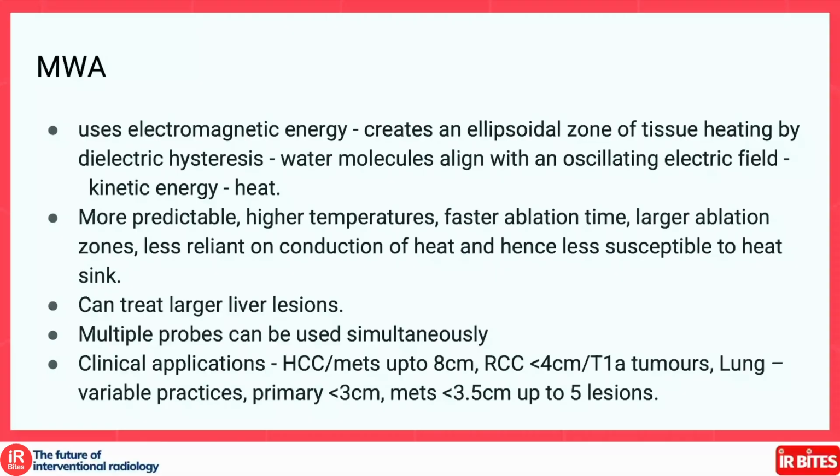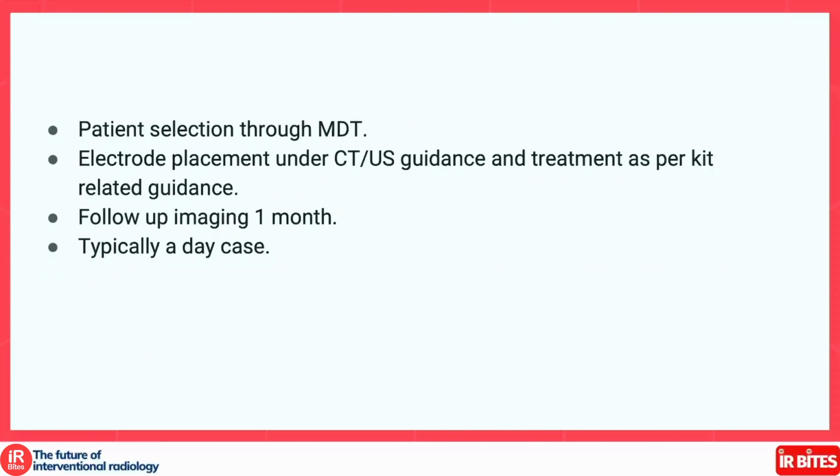For lung, practices are variable. If it's a primary lung lesion, you need it to be less than 3 centimeters. If they're metastases, less than 3.5 centimeters and up to 5 lesions, although again, there are variations in different practice settings. We have treated lung metastases in patients who've had up to 9 metastases. Patient selection is through MDT, and electrode placement is again under CT or ultrasound guidance, with treatment under the same guidance. Follow-up imaging is again typically in a month, and it's typically a day case.